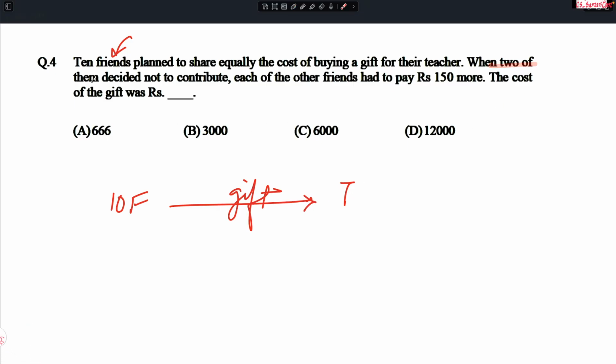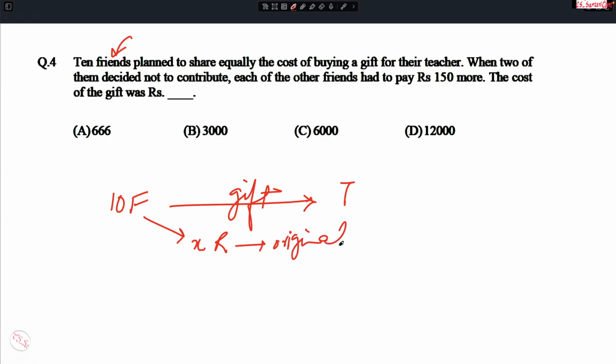When two of them decide not to contribute, each other friend has to pay 150 more. The cost of the gift was rupees, right? So they have given us some information, a twisted kind of statement. But from that twisted statement, we have to deduce the original cost of the item, right? So let's assume that originally every single friend was contributing an amount of x rupees, right?